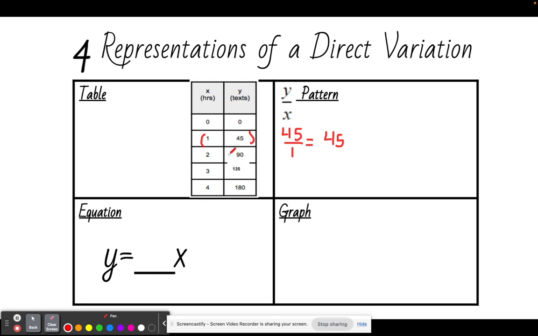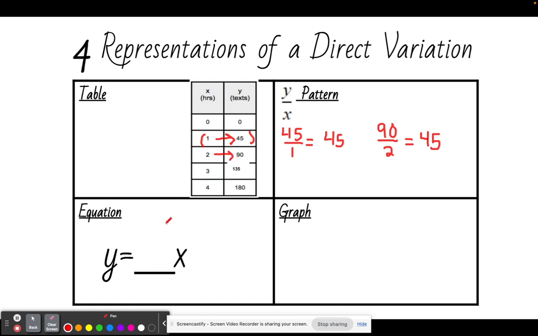Let's look at my second one, 90 and 2. Well, 90 over 2 equals 45. If I did 135 over 3, I would get 45. 180 over 4, I would get 45. In other words, I can look straight across this table. I am taking x and multiplying it by 45 every time.